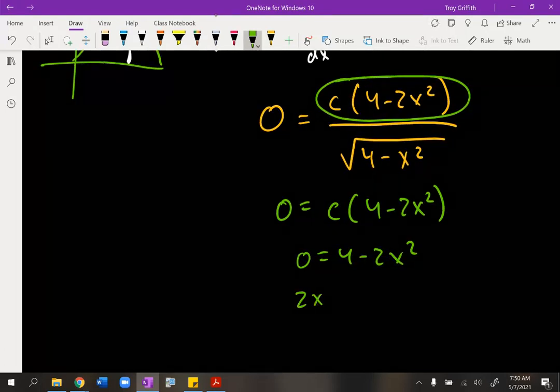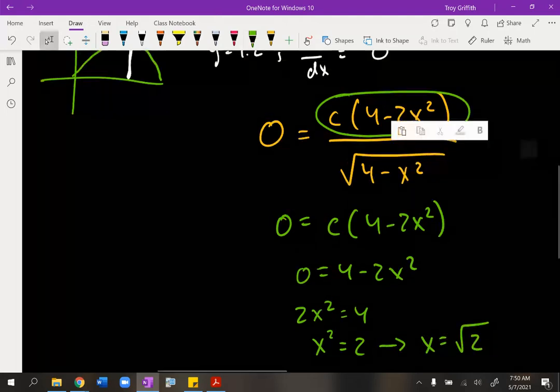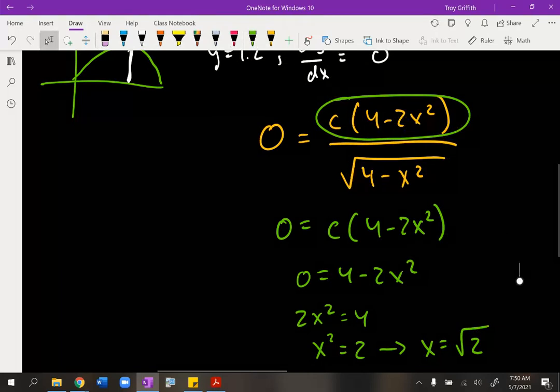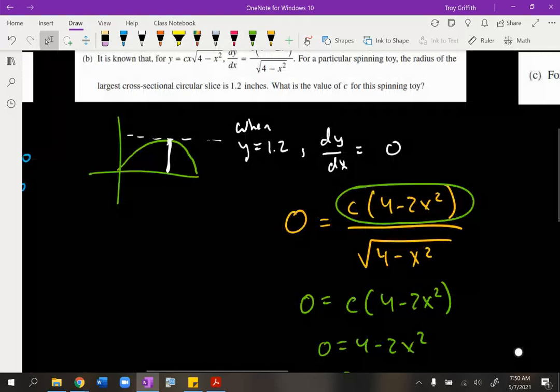So let's see, a lot of algebra here on this problem. x squared equals 2. And so when I'm done here, I get x equals technically the plus or minus square root of 2. Since we're working in the first quadrant here, I know that this occurs when x is equal to the square root of 2. Okay. Now we haven't solved for c yet.